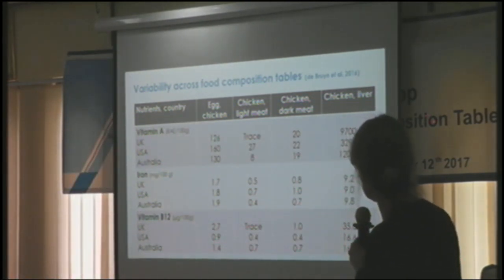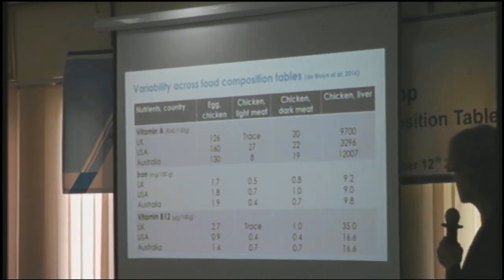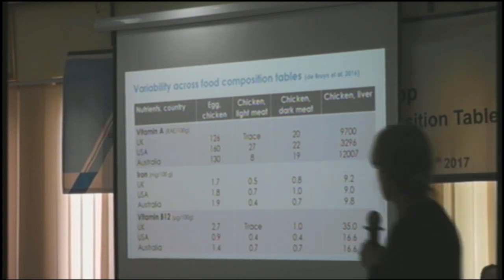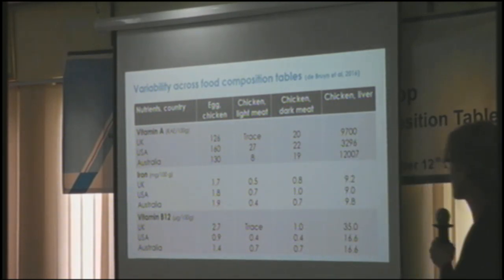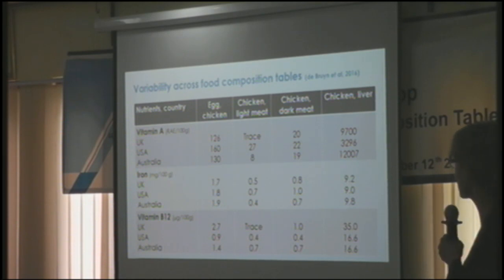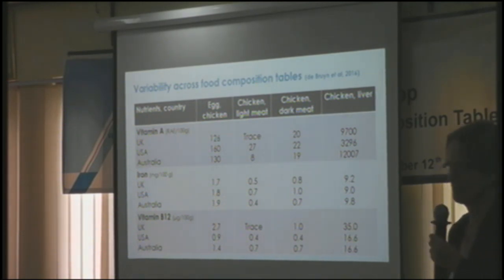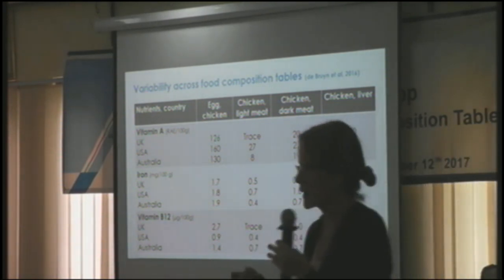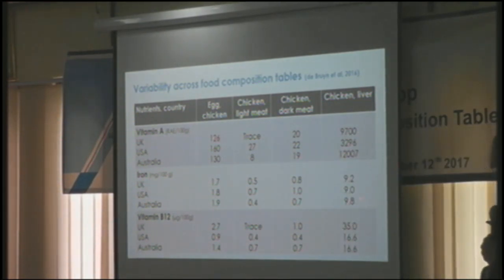So this is again from a recent publication of ours. What we did is we looked at the content of these different chicken products from food composition tables in the UK, US, and Australia to see how they differ. So I've just highlighted 3 of them here, but we've got many other nutrients in that publication. But you can see here for vitamin A, chicken liver, there's a huge variation. So which do you choose? There's no obvious choice, because it's going to depend partially on how the chicken was fed, etc.